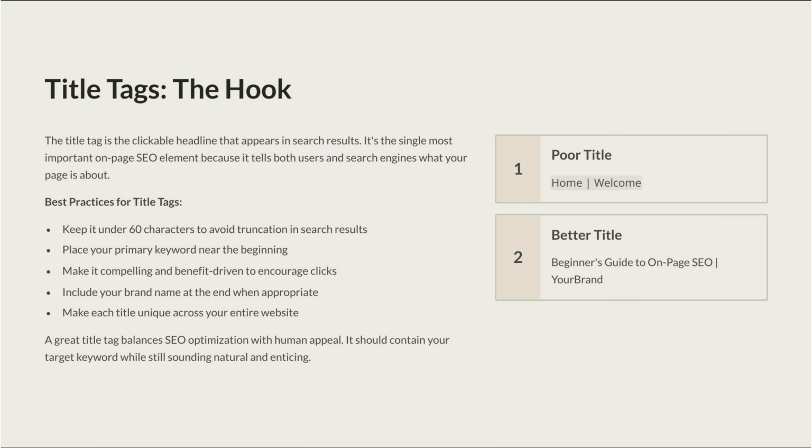The title tag is your page's headline in search results, crucial for search engine optimization. Keep it under 60 characters, place your primary keyword early, and make it compelling. Include your brand name when suitable. Each title should be unique and balance search engine optimization with human appeal. A poor title like "Home Welcome" lacks specificity, while "Beginner's Guide to On-Page Search Engine Optimization, Your Brand" is more effective.